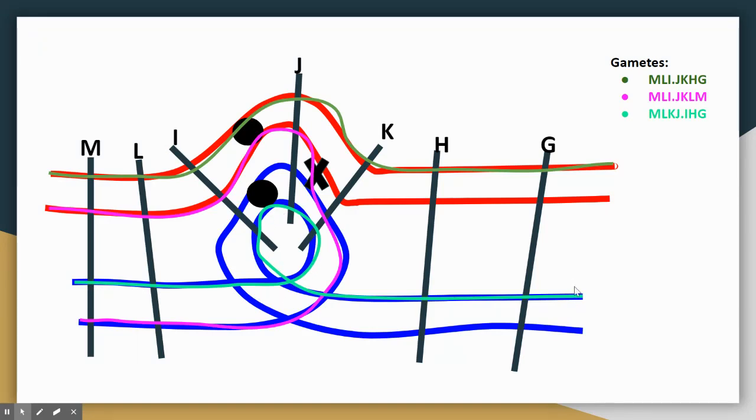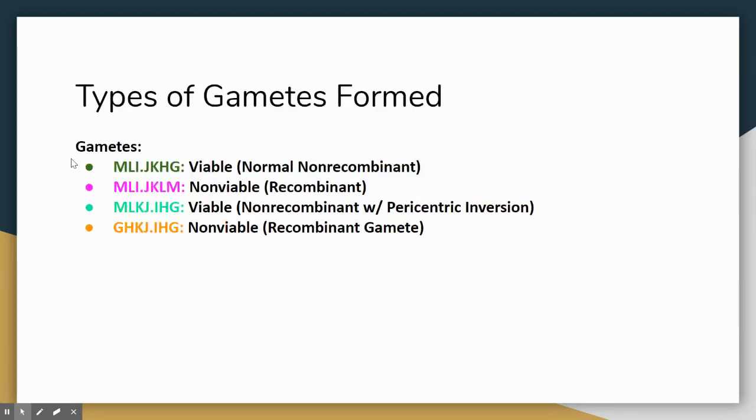There's no crossing over. And then we start our next one from either this top part on the red on the right or the bottom part in the blue on the right as well. It doesn't matter. You can see that it goes GHK, crosses over, hits the centromere, and then you get IHG. So let's look at all these gametes that were formed. As you can see, you get two viable ones. One of them, being this teal color, is the one that contains a pericentric inversion. The other is just a normal non-recombinant. And then we have two other ones that are non-viable, and they are both from crossing over.